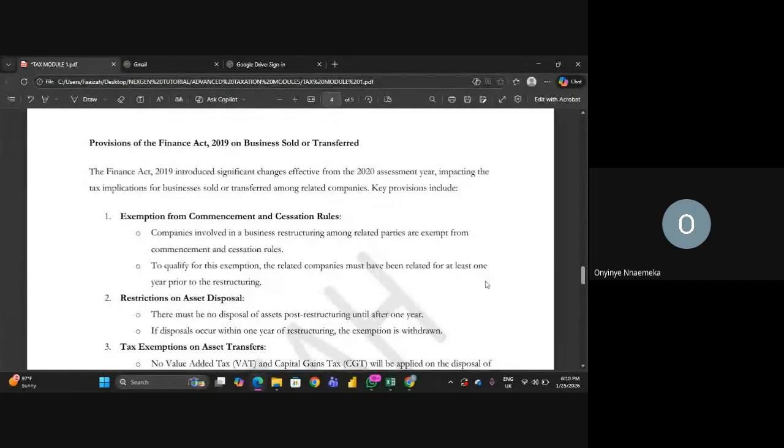When there's business restructuring, especially among related parties, let's say XYZ Limited has associates or subsidiaries that engage in different lines of business. Let's say some food, some children's wear, some adult wear.